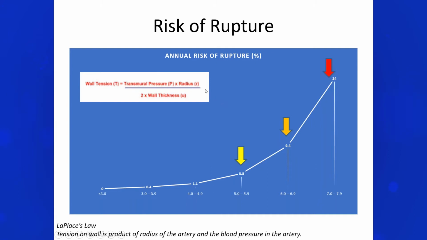Another thing to understand is Laplace's law, which explains why this happens. The wall tension is directly related to the internal pressure, which is the blood pressure, and the radius. So the larger the diameter of the abdominal aorta or the aneurysm, the more the risk, because the wall tension is going to increase significantly. Therefore, what we can definitely do for this patient is reduce the blood pressure, or at least maintain control of the hypertension.